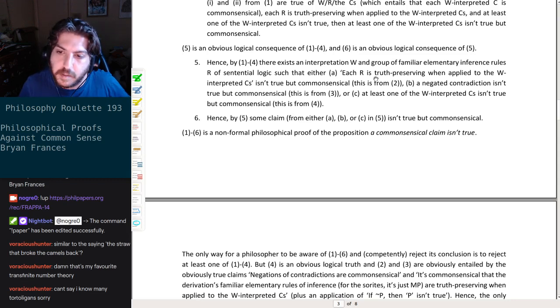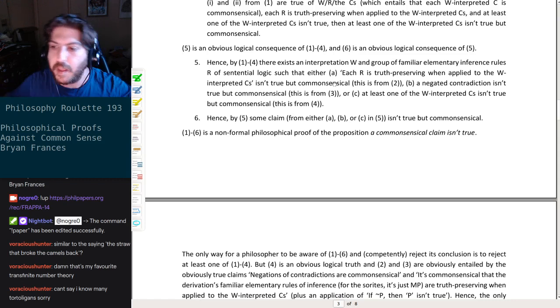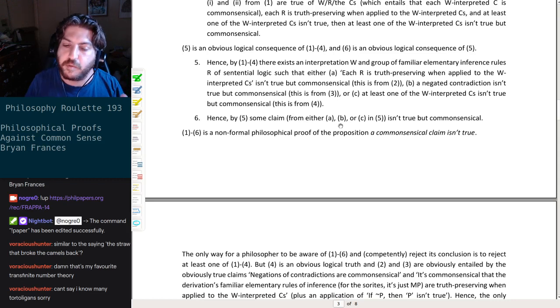And you can see in this, you've got each R is truth-preserving when applied to a W interpreted C is true but commonsensical. But see, you're quantifying over all of them. So even though you're talking about each one specifically, this statement A is grouping all these R's individually together. All right, and so the negated contradiction isn't true but commonsensical. But you see, if you have A thrown in there, you're grouping that. And same here, at least one of these things isn't true but commonsensical. So both A and C are talking about groups of things. And so I'm not so sure that once you start grouping things together, you've done something commonsensical. Because people generally, when they do stuff like this, have set the problem up the way they wanted. And so they're being very clever. And they're making it sound very commonsensical, but I don't know if it is.